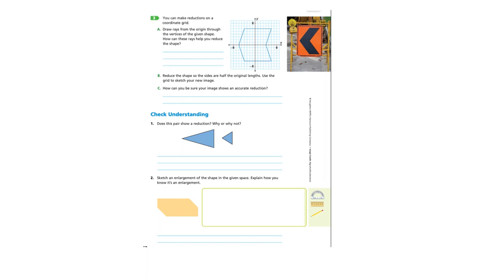And then C, they want to know how you can be sure that your image shows an accurate reduction. Angle measures are the same, but the side lengths are reduced in this case, but are still proportional. So go ahead and pause the video here, work on that one, and then you can go on to the check understanding, see how you do, how comfortable you feel with what's happening in this lesson, and then let's look at the next few pages.